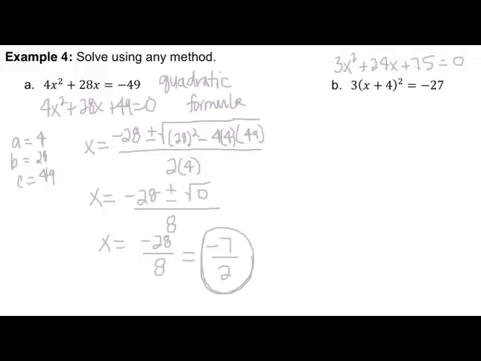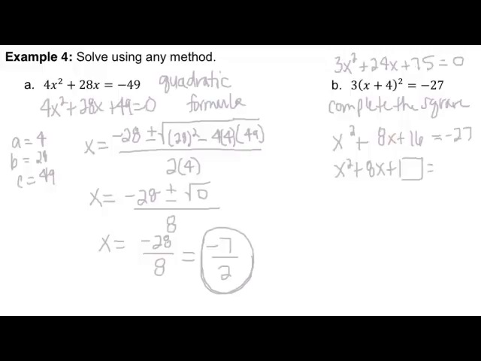So the first method I'm going to show you is completing the square. So remember, I need a 1 in front of my x squared, so I need to divide everything by 3. So that's going to give me x squared plus 8x plus 16 equals negative 27. So again, I need to make my boxes, so I'm going to subtract 16 from both sides. So I have x squared plus 8x plus my box equals negative 25 plus the box.